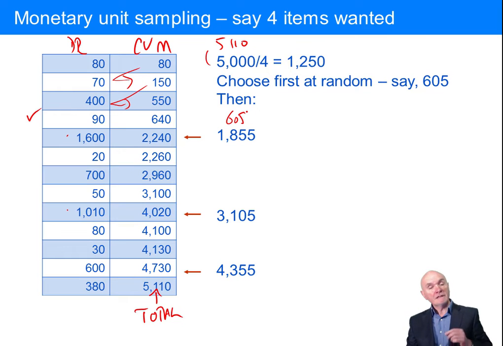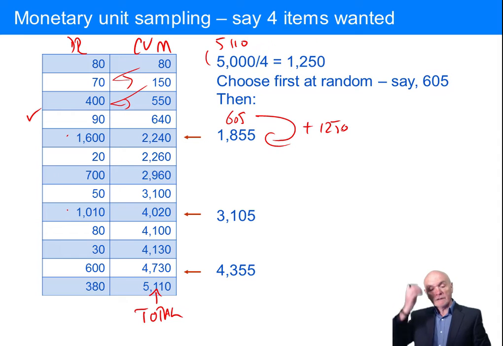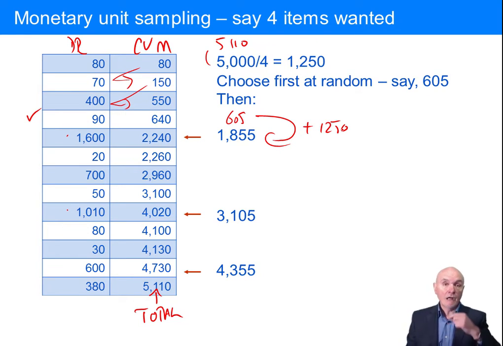And then what we're going to do is, for the next one, we're going to jump forward, not a number of customers, we're going to jump forward 1250 worth in money. So this here, plus 1250, is going to get us to 1855. And we see where in this cumulative money does 1855 occur, and it must occur in this customer. That gets us to 640 at the end of this customer at 2240. The 1855 is in there, so we'll choose that one.